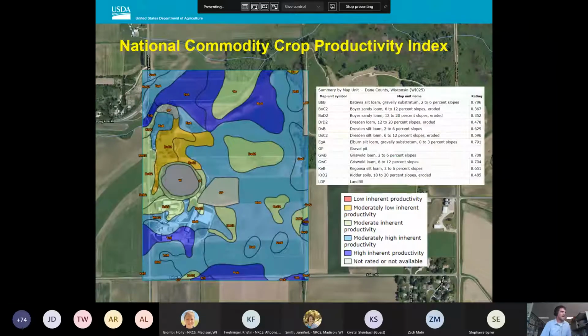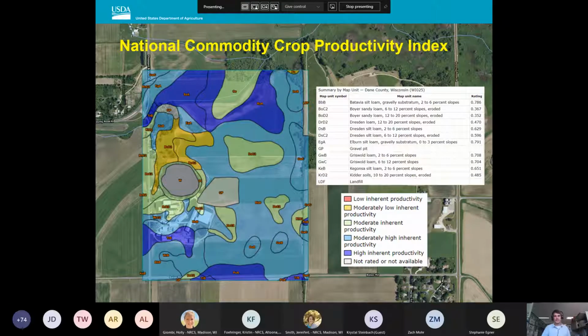So next, we're going to talk about some of those numerical interpretations. One that you'll probably use a lot is this National Commodity Crop Productivity Index. I'm going to talk about some of our other productivity products, but this is a nationally developed one, so it's consistent across the whole country. You can see it identifies soils ranging from high to low inherent productivity. And then if you pull up the tabular data, which I did over on the right, you can see there's a numerical rating. So the higher the number, the higher the productivity of the soil.